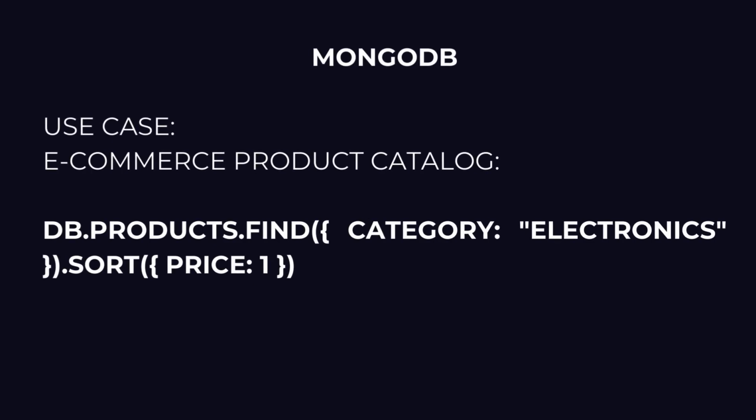In case of MongoDB, which uses a document-based model, queries are performed using the MongoDB query language, which supports a wide range of operations like filtering, projection, sorting, and aggregation. For example, in case of an e-commerce product catalog, this is how data is queried to find all products in a specific category sorted by price.